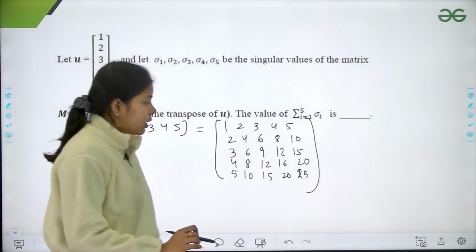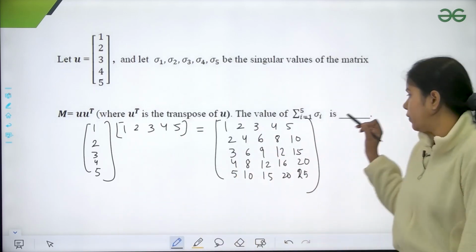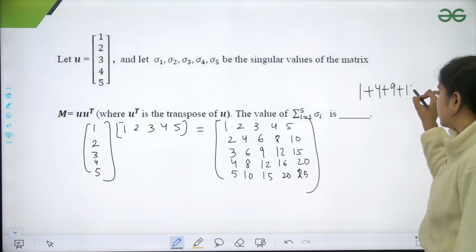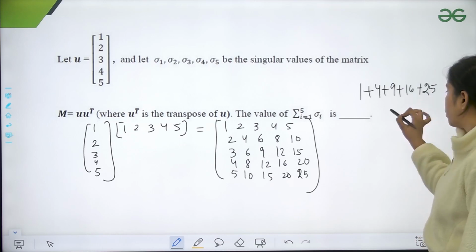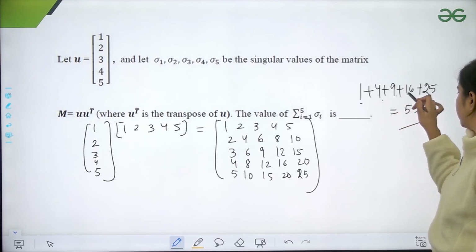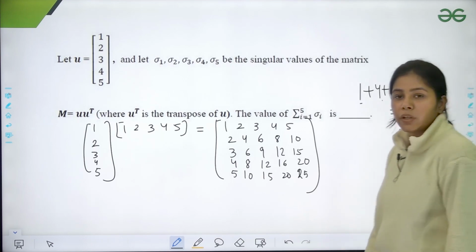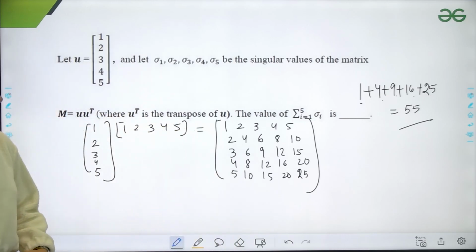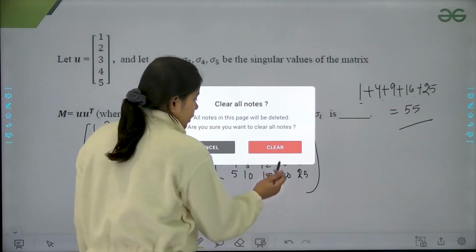So let's add these: 1 plus 4 plus 9 plus 16 plus 25, the sum of all the diagonal entries. On solving, that would give me 55, right? It would give me 55. So 55 is the correct answer. Okay, now let's move on.